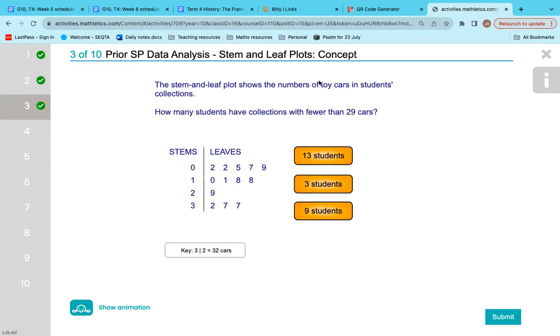Okay, same context, we've got the toy cars, but here it says how many students have fewer than 29 cars. So I'm going to find 29, that's here, and I'm only going to look for how many there are below that. So each of my leaves tells me a data value. 1, 2, 3, 4, 5, 6, 7, 8, 9. So 9 students had fewer than 29 cars.